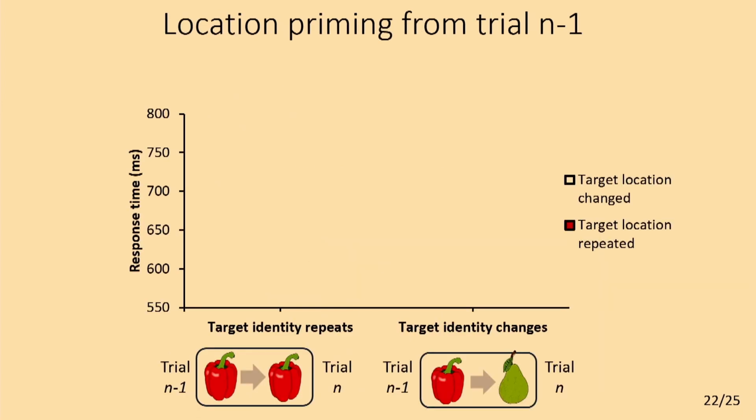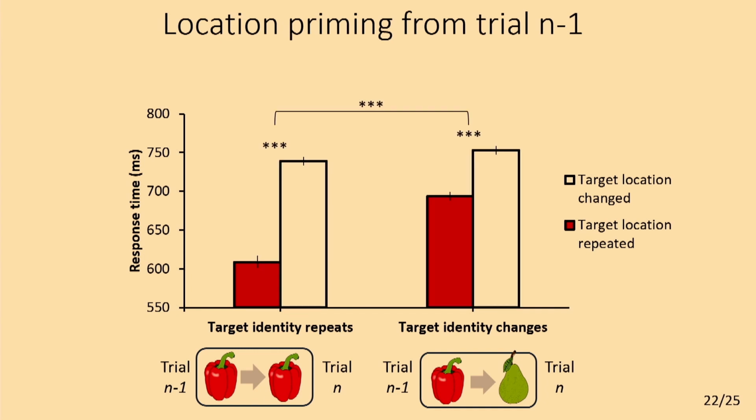The 2 accounts make exactly the same predictions with regard to the previous trial. They both predict that location priming should be smaller when the target identity repeats than when it changes. The proactive attenuation account, because the cue induced participants to reconfigure the task set, which reduces the priority boost at the previously selected location. The proactive retrieval account, because the cue retrieves the memory of a different trial.